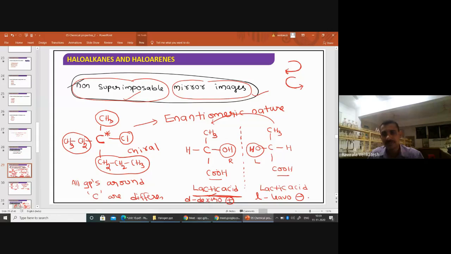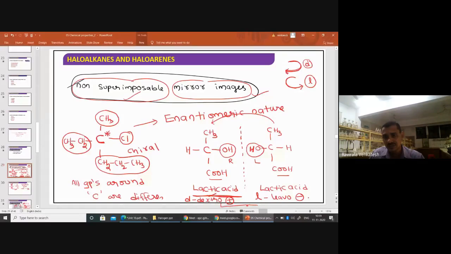That can be explained only experimentally, by using plane polarized light or a polarimeter. If you place this molecule in a polarimeter, and the plane polarized light moves in a clockwise direction, it is called dextro. Otherwise, it is called levo. So this is an experimental phenomenon. Identifying the dextro molecule and levo molecule is purely an experimental phenomenon.